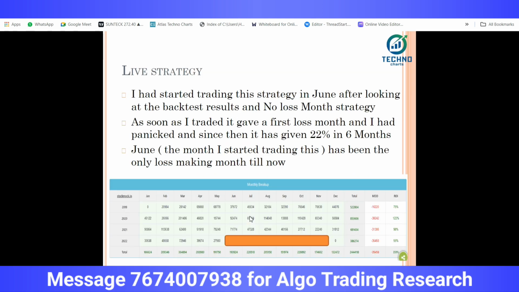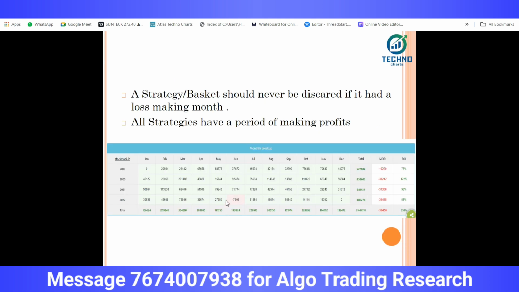Now, even if you look at a strategy that has not given any losses in the past, so this is a live strategy that I was trading which had not given me any losses. तो अब आप देख सकते हो 2019 से लेकर 2022 तक इस स्ट्रैटेजी ने मुझे कभी लॉस नहीं दिया कोई भी मंथ में. But as soon as I started in the month of June, see this reality, as soon as I started this strategy in the month of June, it gave me the first loss month. So it is also possible that any strategy that you start, it can give you loss immediately as soon as you start.